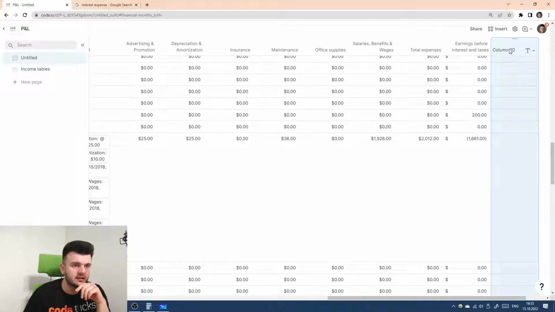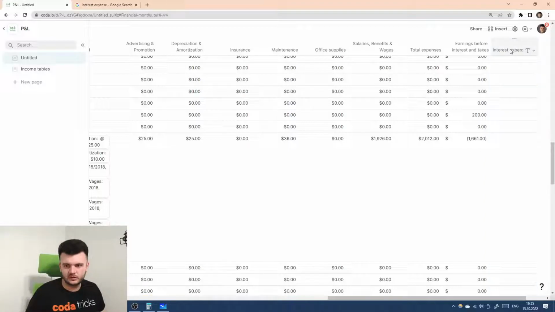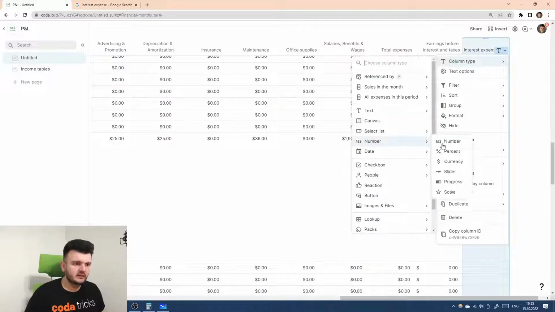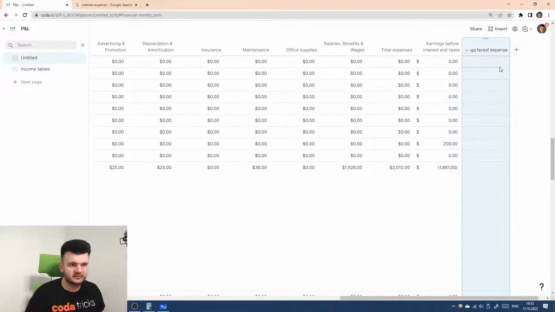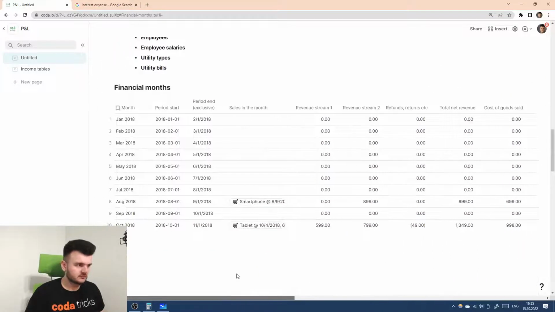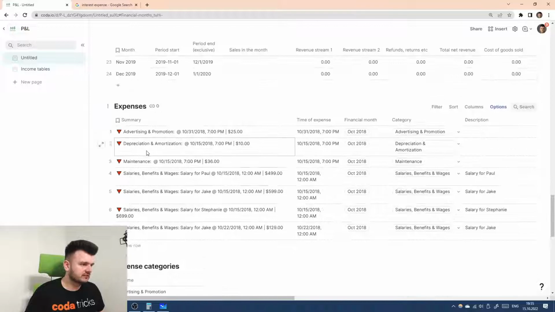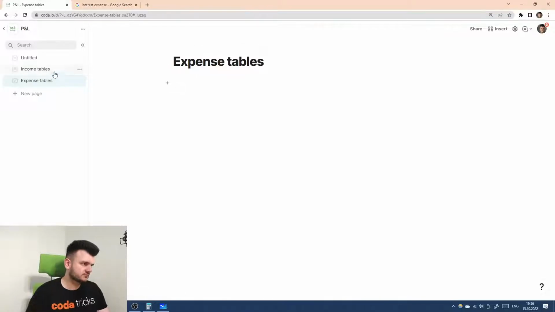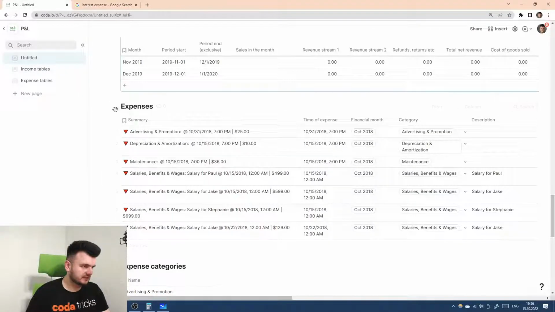Okay. Now we have interest expense, which in our P&L is just a constant, which means we can have something like, say we have, let's put expense tables here.